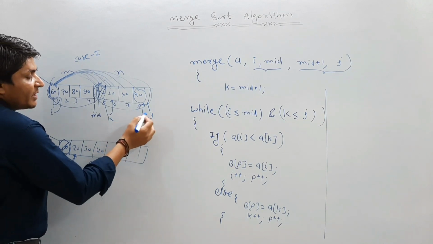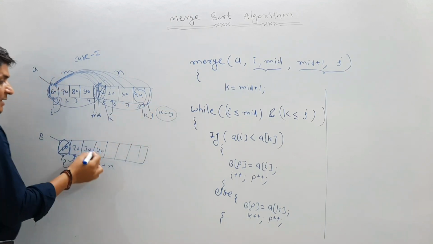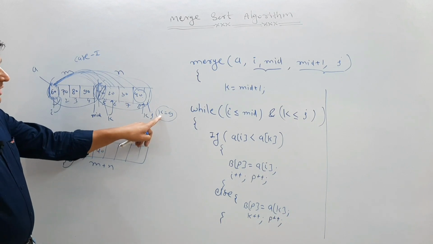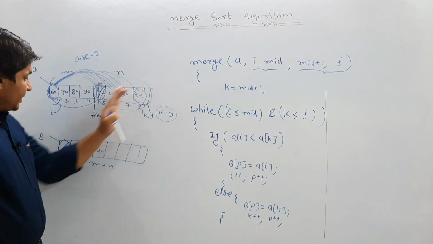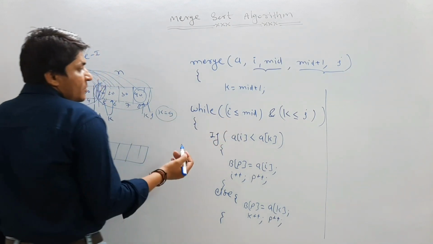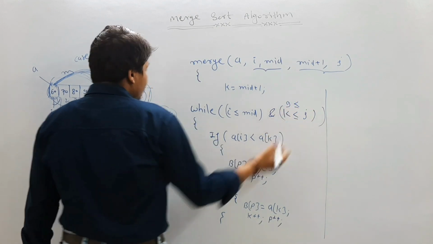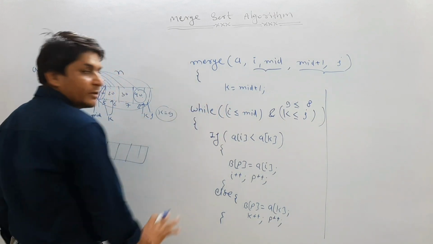Then we are going to increment the value of K. So K will become 9, correct? Once we copy this element, K will become 9. Once K becomes 9, it means we have already copied the second sorted subarray into this array, correct? Now if you execute this code, what is the value of K? K is 9, and what is the maximum value of J? J is 8. So it means this loop will not be executed, correct?